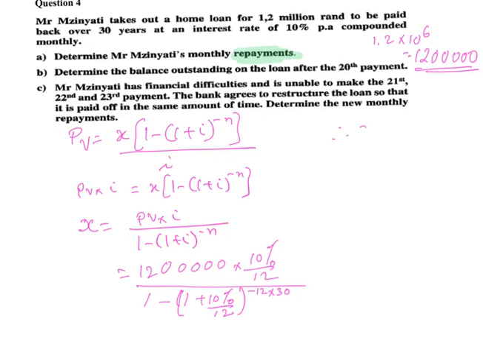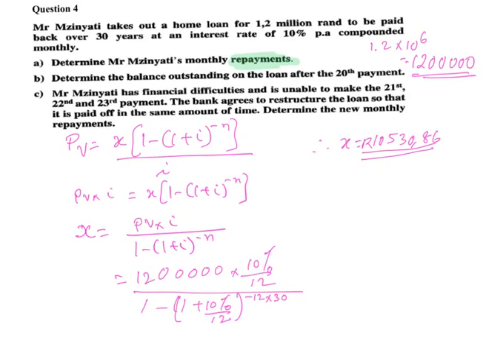Therefore, my x, or my monthly repayment, is going to be 10,530.86. This is the amount Mr. Seniati has to pay to repay the loan amount of 1.2 million rands, or 1,200,000 rands. So that is my answer for question A. Therefore, let me write these values down very neatly. So here, this is my answer for x, and I put it there. And let me wipe those that I don't require.